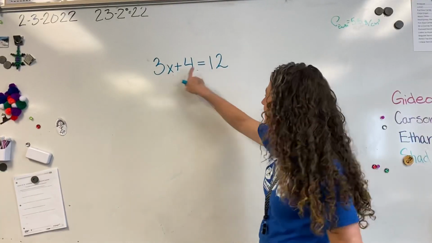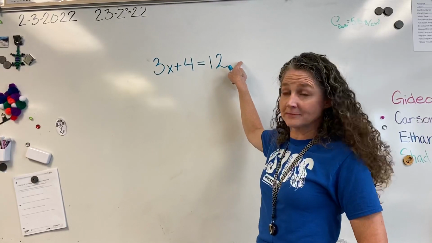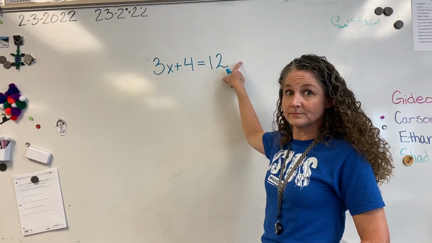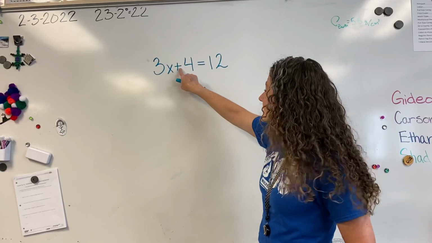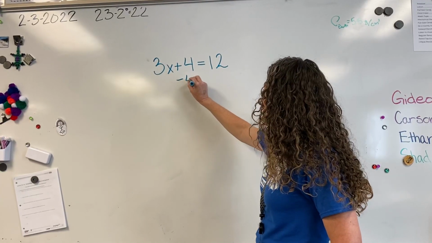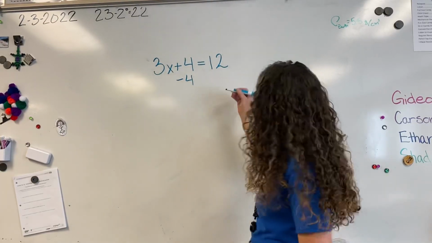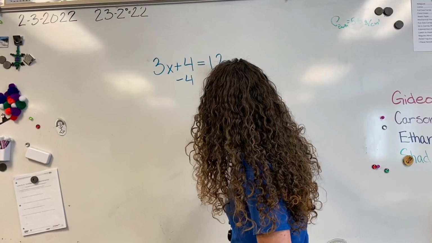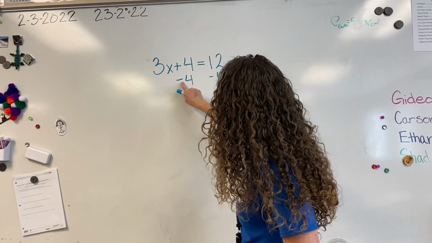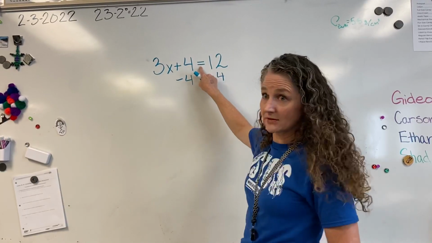So I have 3x plus 4. How do I get this plus 4 to the other side? What am I going to do? Subtract, because the opposite of addition is subtraction. So I'm going to subtract 4. This is where it becomes very important to keep track of your steps, okay? Because you're going to have a couple steps here. So minus 4. If I do it to one side of the equal sign, I do it to the other side of the equal sign, okay?